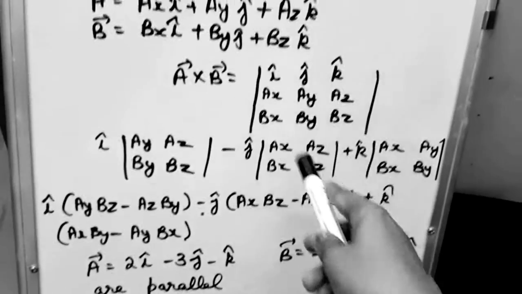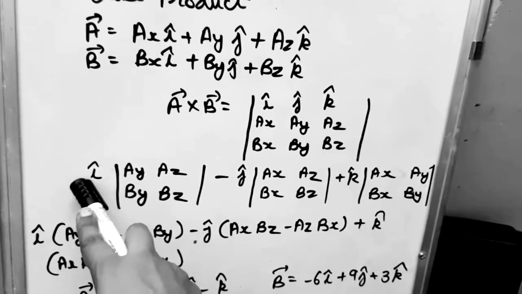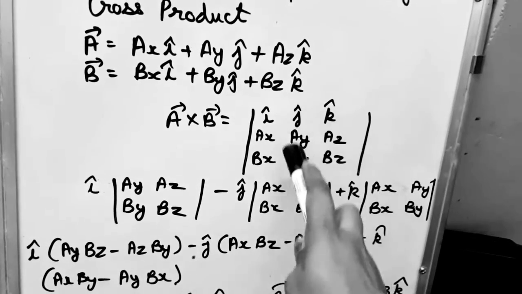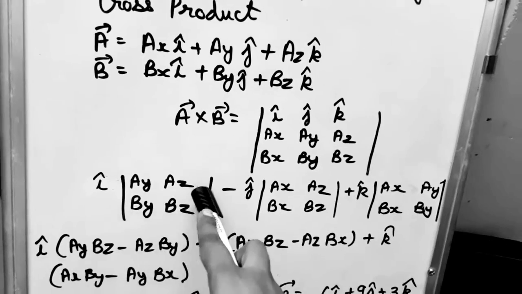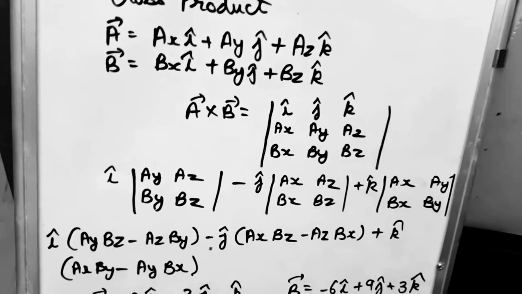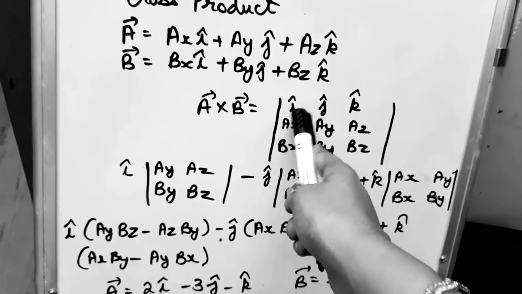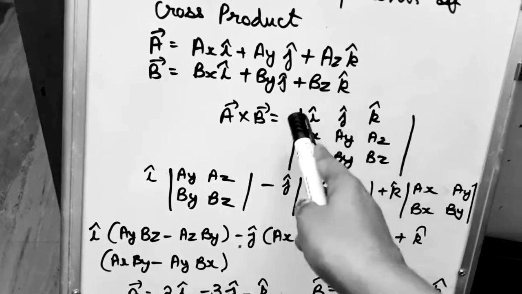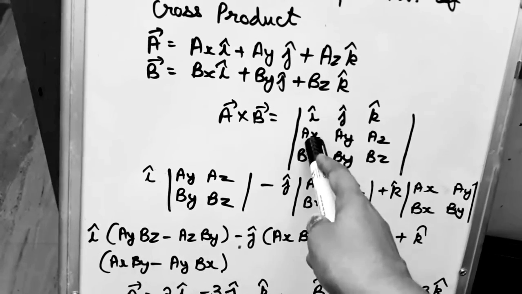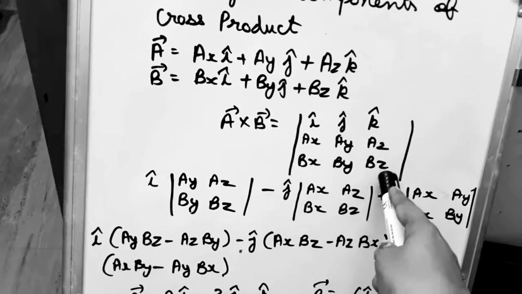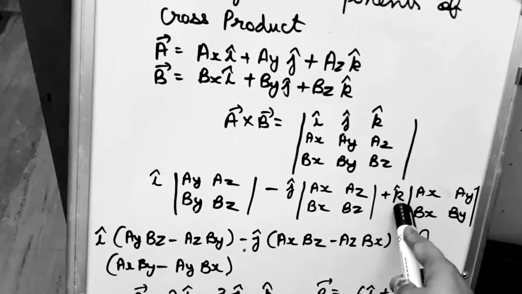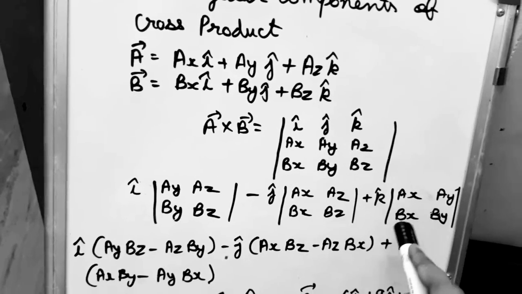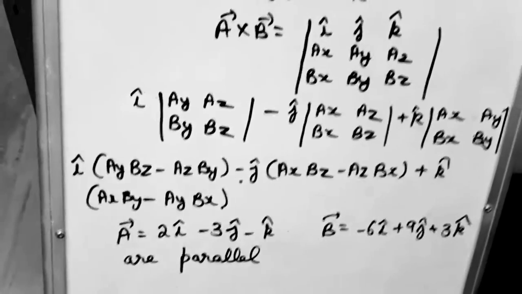Now how to solve this determinant? First of all, you will write here i cap. You will leave this row, leave this column and write the other four terms, that is AY, AZ, BY, BZ. Next we have plus, minus, plus. So we will have minus j cap into, we will leave this row, leave this column, we will have AX, AZ, BX, BZ, then plus k cap. We will leave this row, leave this column, we will have AX, AY, BX, BY.